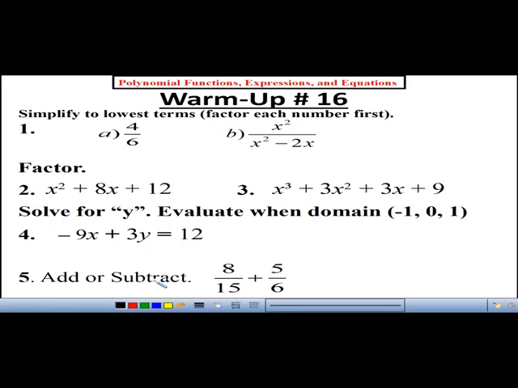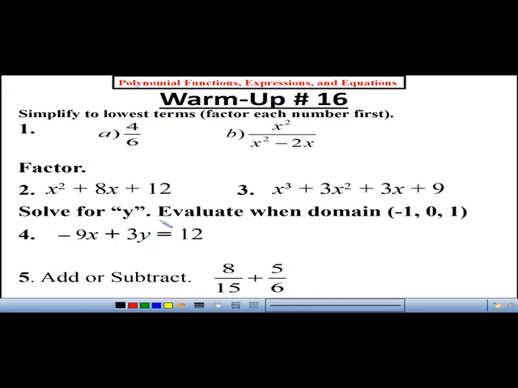For number 4, it says solve for y, number 1. And then the second part, it says evaluate when the domain is -1, 0, and 1. And number 4 reads -9x plus 3y equals 12. And for number 5, it says add or subtract, and they give us the fractions 8 over 15 plus 5 over 6.